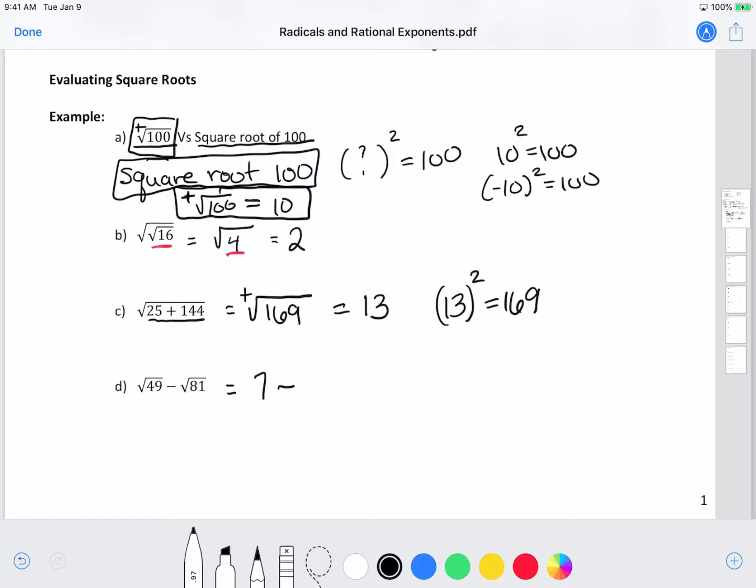And then I'm going to subtract the square root of 81. The square root of 81 is 9 because 9 squared is 81. And then when I take 7 minus 9 to finish evaluating this expression, I would get negative 2.